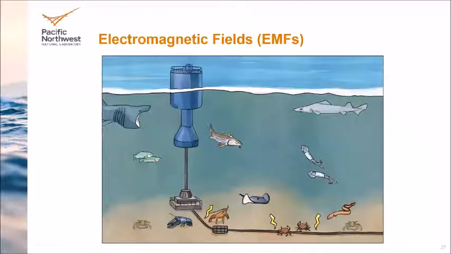So moving right along, electromagnetic fields are generated by the movement of electrons and can come from a variety of natural and anthropogenic sources, including marine renewable energy devices and their associated offshore substations and subsea cables. Since many marine animals use the Earth's natural magnetic field for things like orientation, navigation, and hunting, electromagnetic fields from marine renewable energy may disrupt those animals' natural behaviors, reproductive success, or migratory patterns.